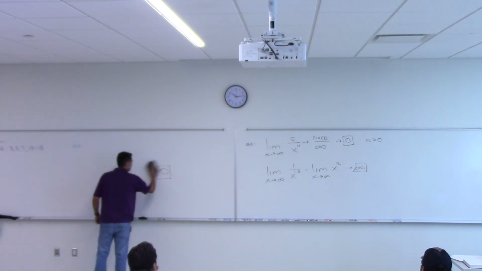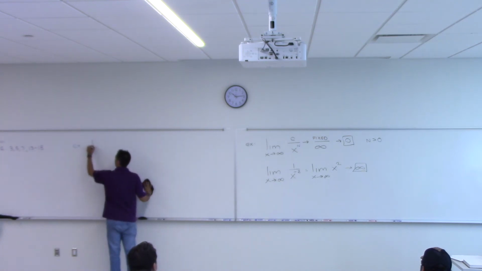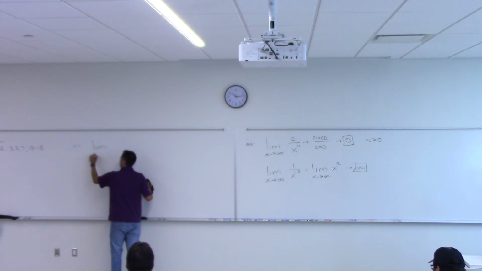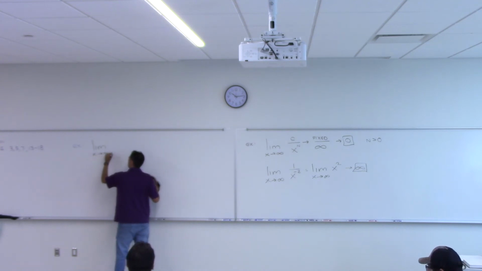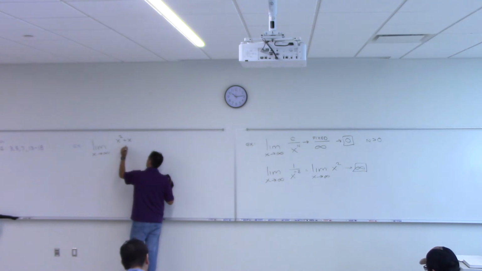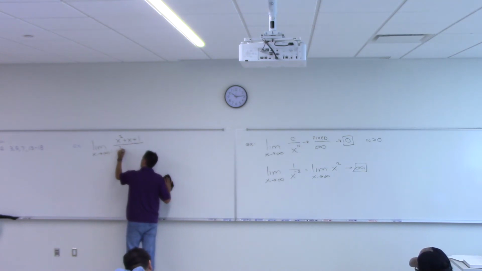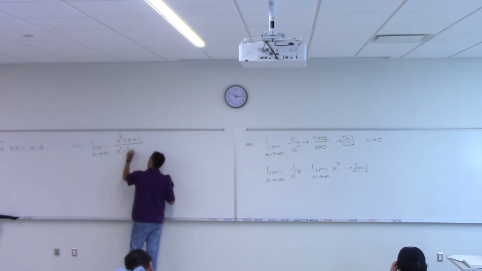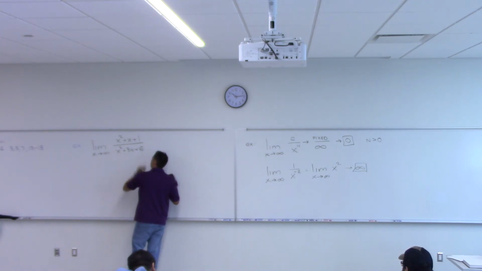Next example. Limit as x goes to infinity of x squared plus x plus 1 over x squared plus 3x plus 6.